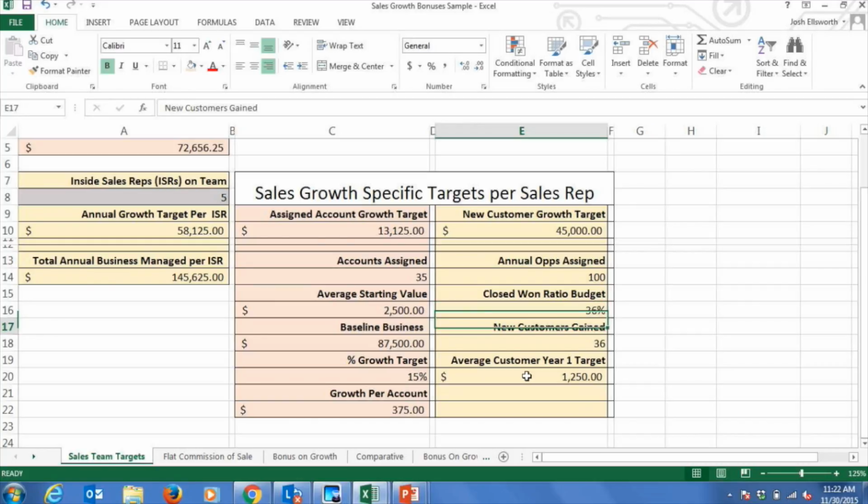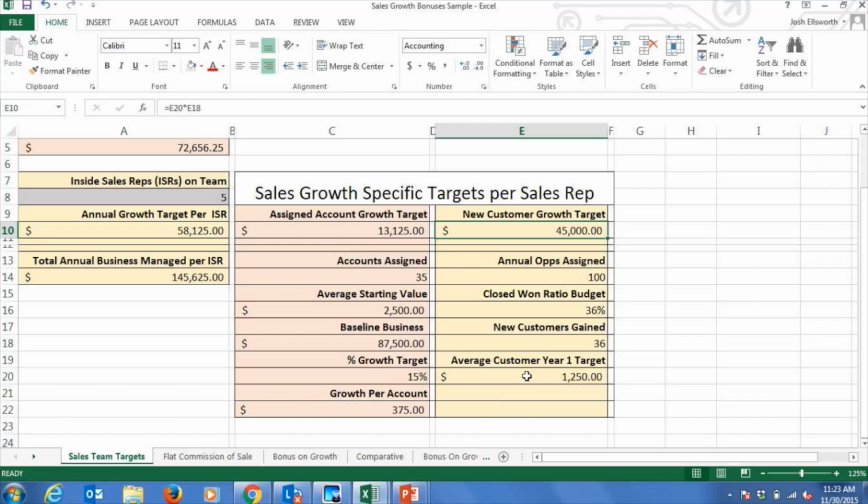So if we gain 36 customers in this instance at $1,250, we know my new customer growth target for this rep over the course of a year is $45,000. Once again, this may change for your business. These are simply placeholders. If I'm not asking that rep to manage any existing business, this number may be a lot higher, because 36 customers over the course of the year isn't a whole lot. That's 3 a month. And if that's all they're doing, I would think they could win more business than that.